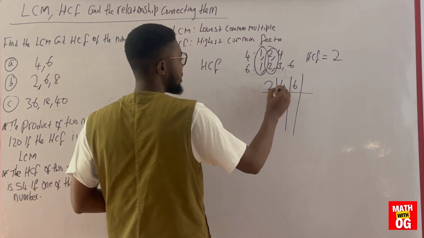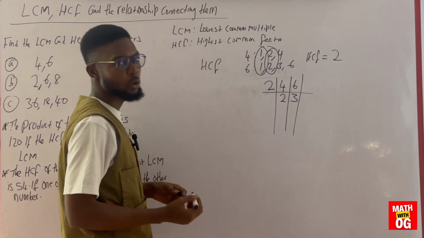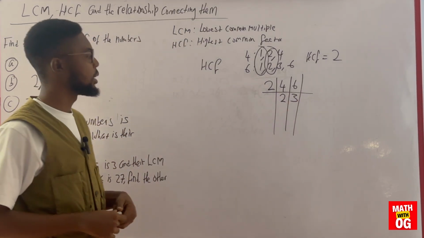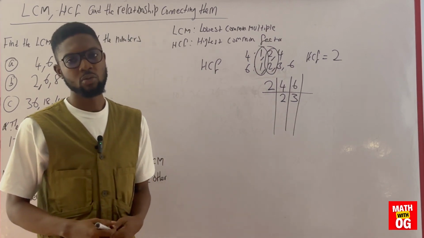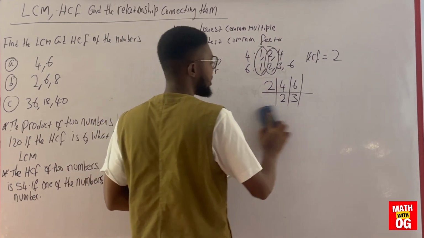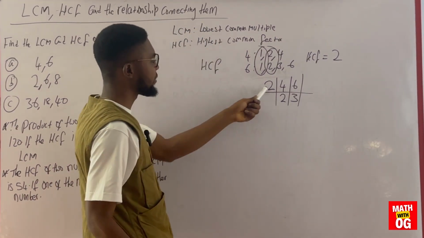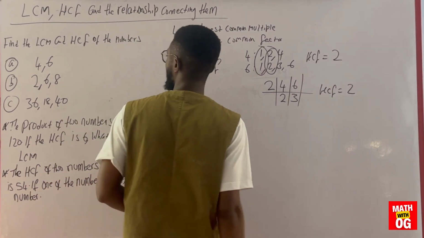2 can go into both of them. You have here 2, you have here 3. I believe there's no number that can go into both of them except 1. So you can't be putting 1, 1, 1, 1, 1. You are repeating yourself and it will not change anything. So the only number that can go into both of them apart from 1 is 2. So my HCF here automatically is equal to 2.